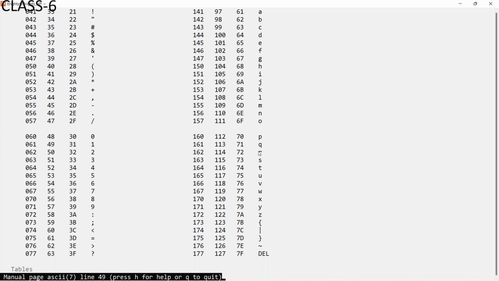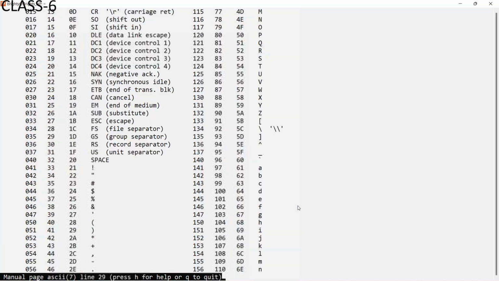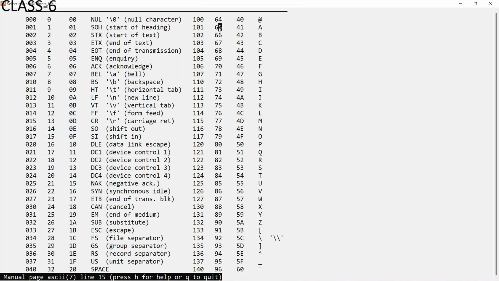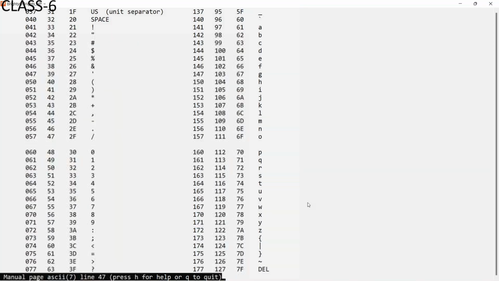Then you can see the lowercase characters starting from 97 to 122. That is the range of lowercase characters, and the uppercase characters from 65 to 90, starting from the equivalent decimal value 65 to 90. That is the range of uppercase characters. So when you have the man page, you can just check the man page and see all the 128 character codes. Totally from 0 to 127, we have 128 character codes here.